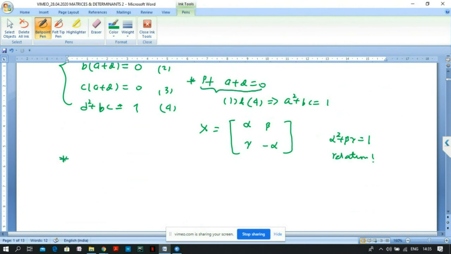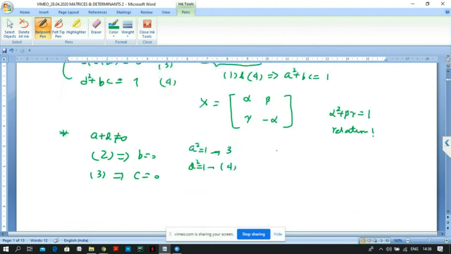The other case is that a plus d is not 0. Then equation 2 would imply that b must be 0, and 3 would imply that c must be 0. So we are good. We are getting b and c both 0, and then a square equal to 1 and d square equal to 1. That was your 3 and 4 that give you this kind of thing, a squared.